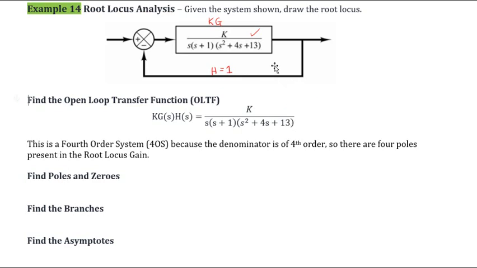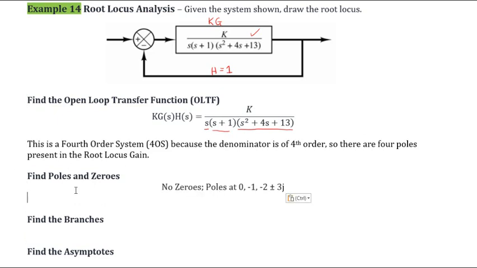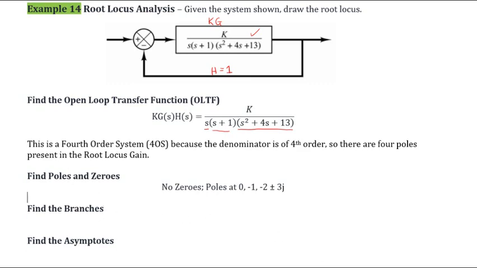Once we've done that, the thing that we note is that we have what looks like a fourth order system. We've got an S plus 1, and then an S squared plus 4S plus 13. So that's a total of S to the fourth power, so there's going to be 4 poles in this system. And in this case, we also have no zeros, just like in the previous problem.